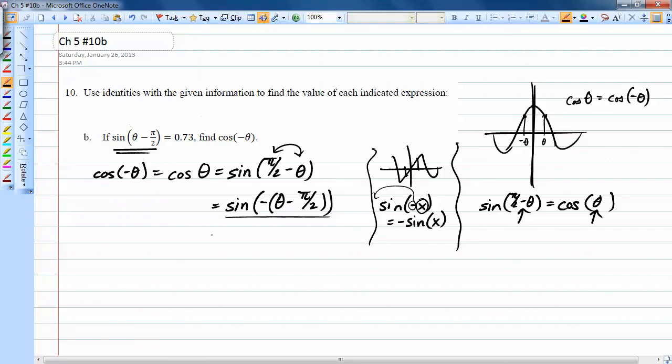Okay, so that's what happens here. Negative sine of theta minus pi over 2. So I pulled out that negative because it's an odd function. And now I know that this part is 0.73. So the whole thing is negative 0.73.